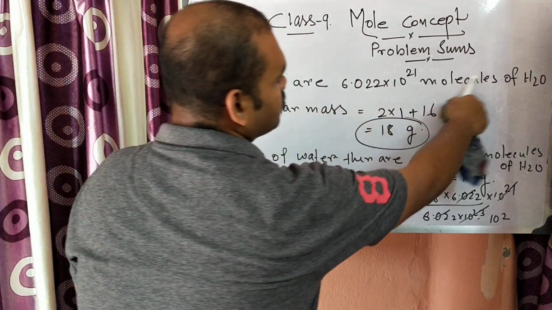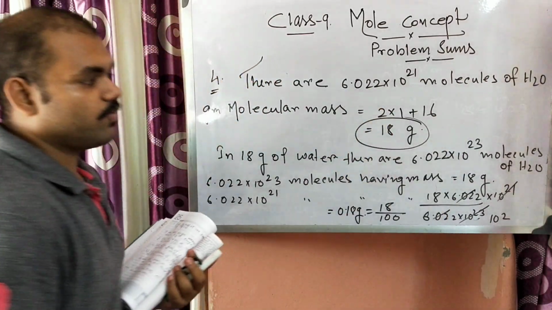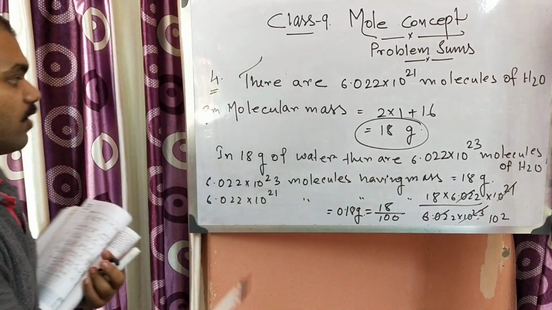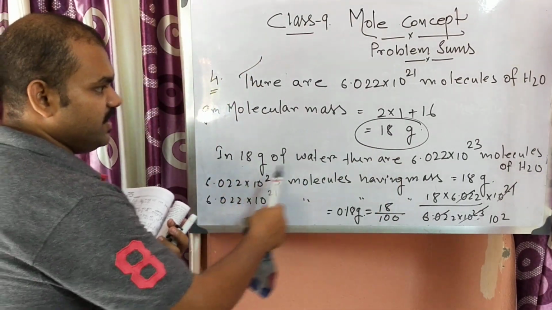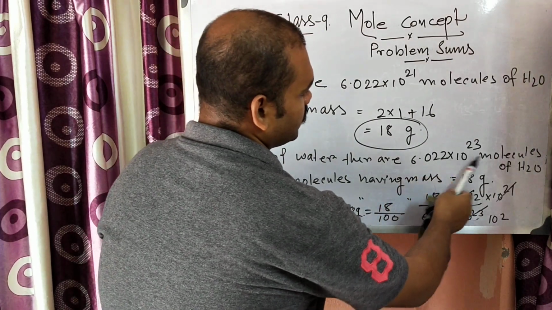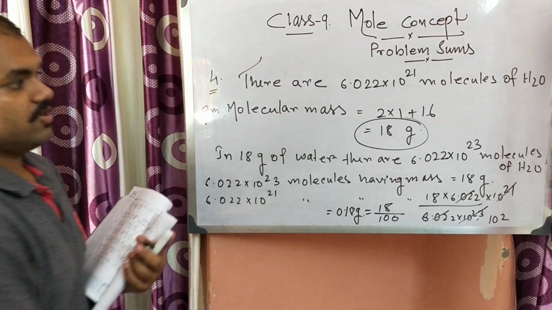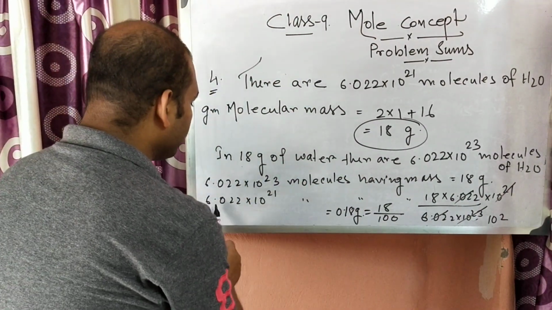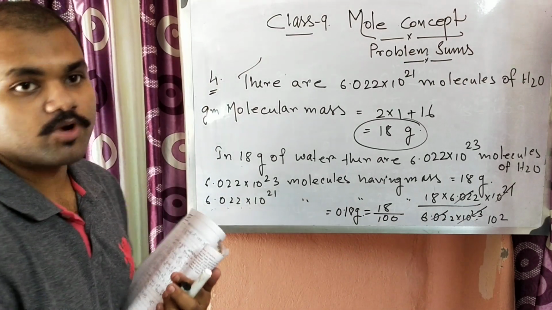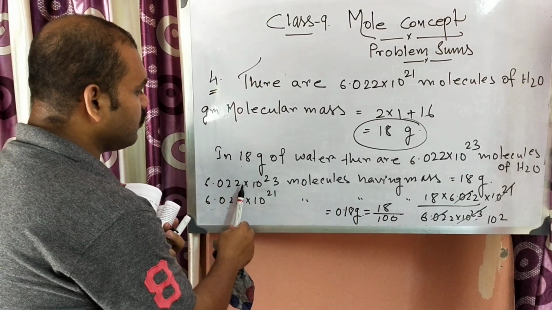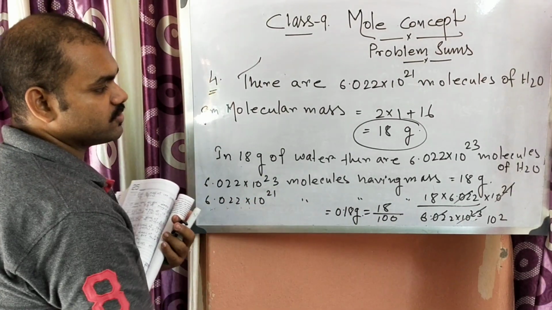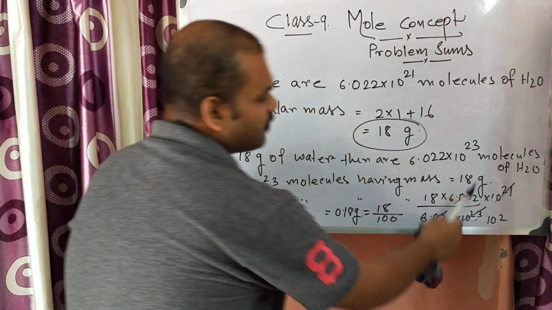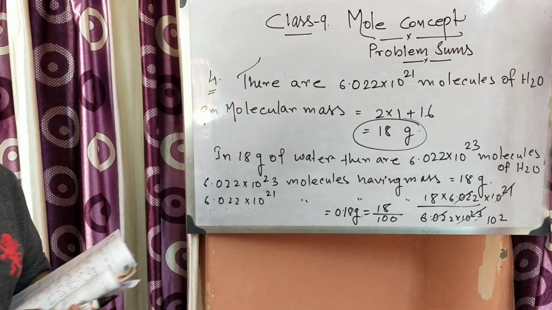Let me clear it once again. There are how many molecules? 6.022 into 10 to the power 21 molecules. Now what is the gram molecular mass? 18. See, there are 6.022 into 10 to the power 23 molecules of water whose mass is 18 gram. So if 6.022 into 10 to the power 23 molecules have the mass of 18 gram, then this number of molecules have the mass of, just the normal unitary method, very simple.